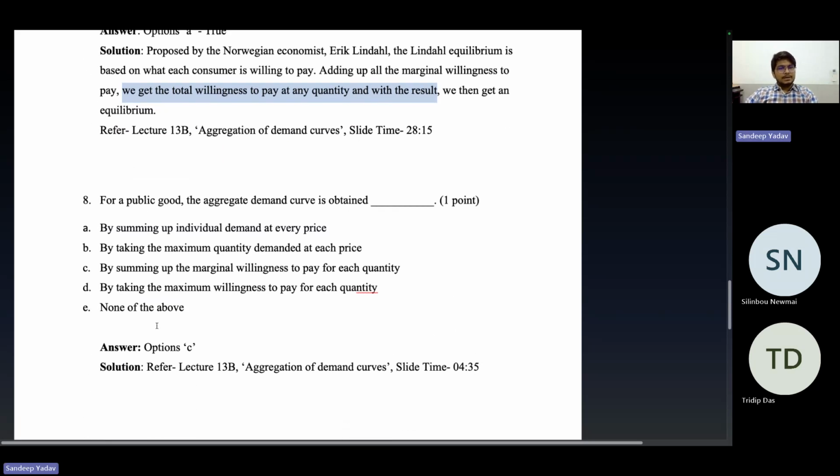Now moving to question number 8. For a public good, the aggregate demand curve is obtained by aggregating. As we have seen, the aggregate demand curve for a public good is obtained by summing up the marginal willingness to pay for each quantity. If you want more details, you can just go to this time snap.